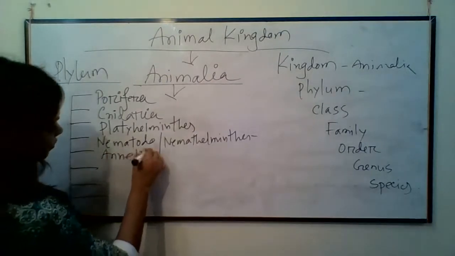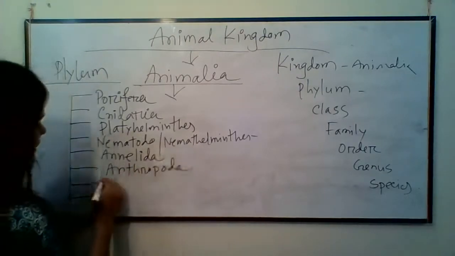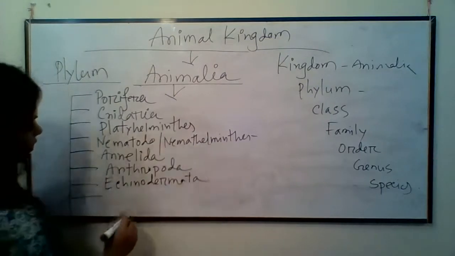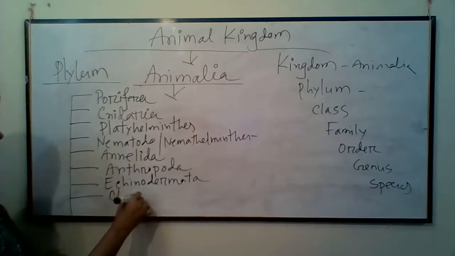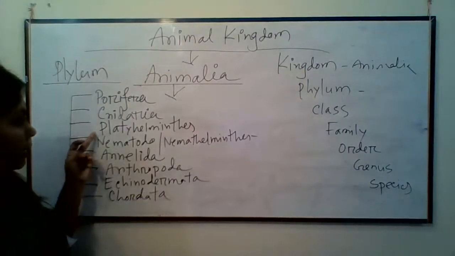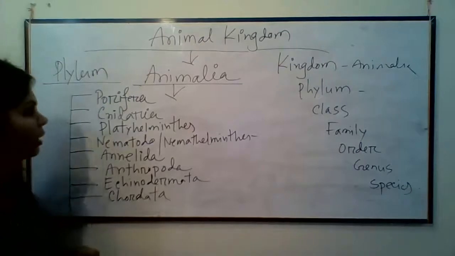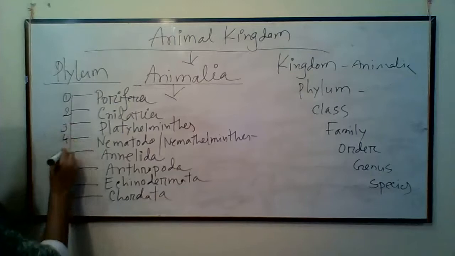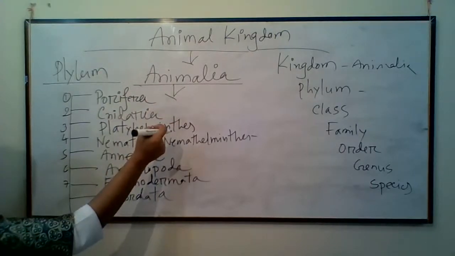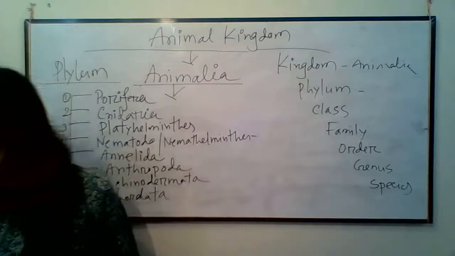And then Annelida, then Arthropoda, then Echinodermata, then Chordata. See, I'm telling Porifera, Cnidaria, Platyhelminthes, Nematoda or Nemathelminthes, Annelida, Arthropoda, Echinodermata, and Chordata. Well, see, 1, 2, 3, 4, 5, 6, 7. No, I missed one maybe. Numbering mistake?